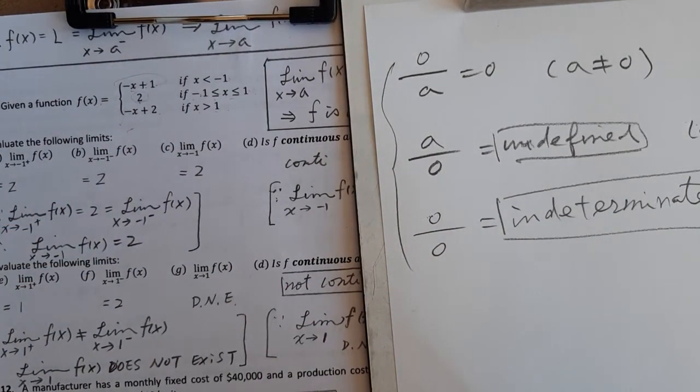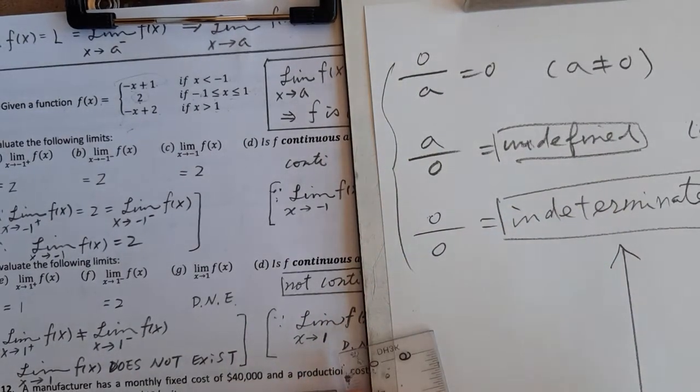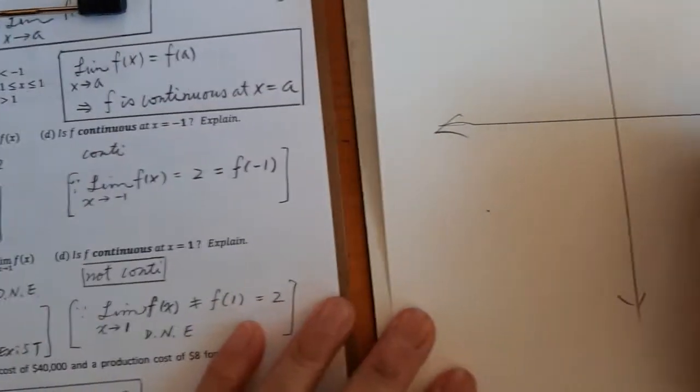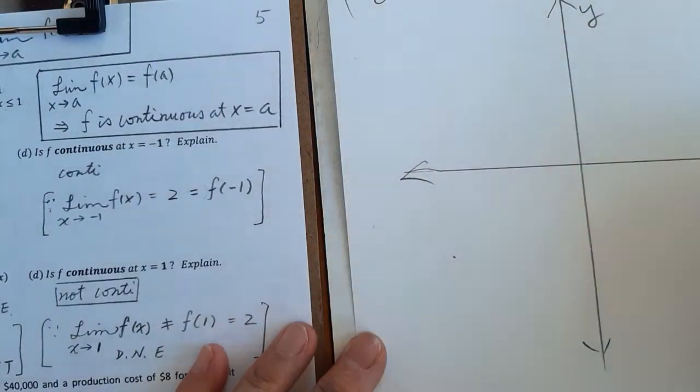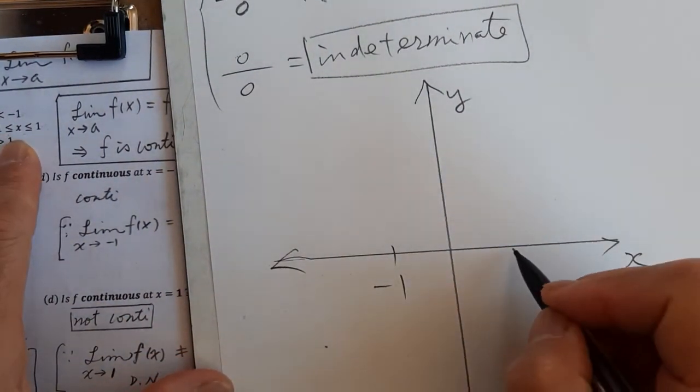Now I'm going to draw the x-axis and the y-axis. Here is x, here's y. And here is -1, and here it's 1.